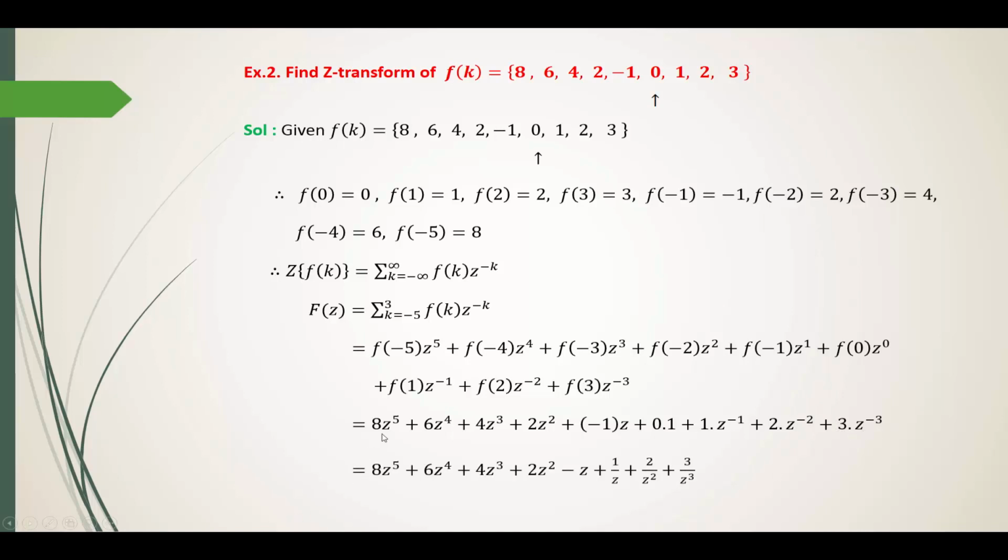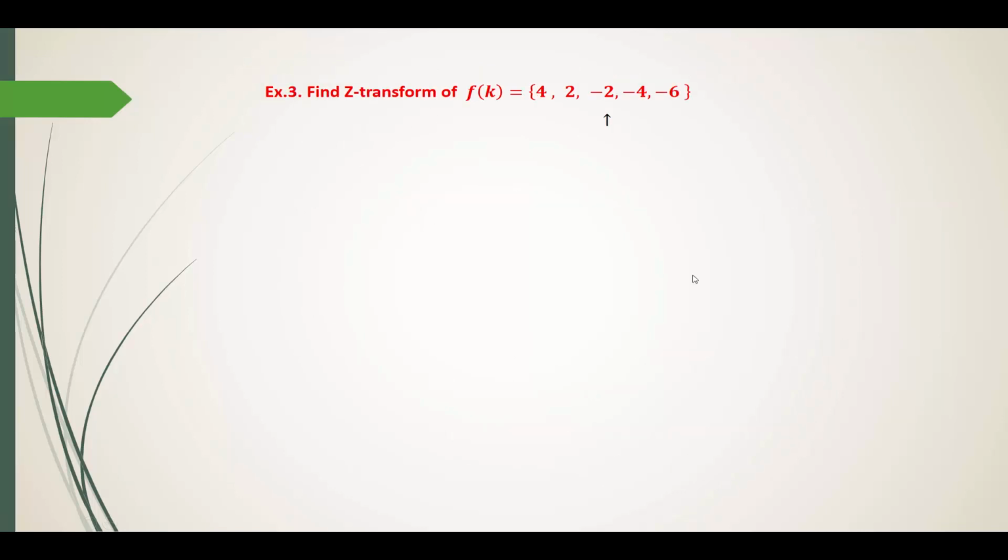Simplify this, equal 8z to the power 5 plus 6z to the power 4 plus 4z to the power 3 plus 2z square, then plus minus z, this term is 0, plus 1 by z plus 2 by z square plus 3 by z cube is the Z transform of the given sequence f of k.